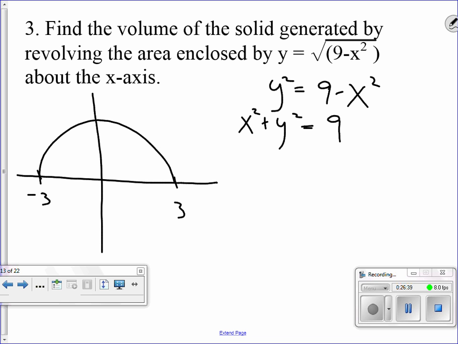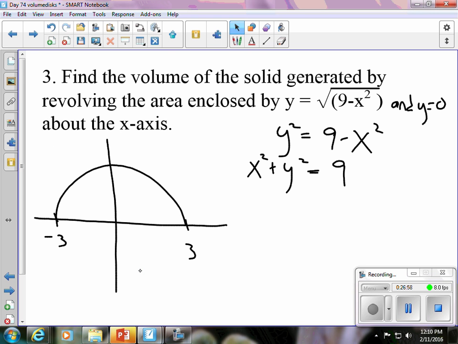Oh, I forgot to add in this one. I have to add it now. The area enclosed by the semicircle and y equals 0. Because I need to close it. So we've got to identify the region we'll be revolving.